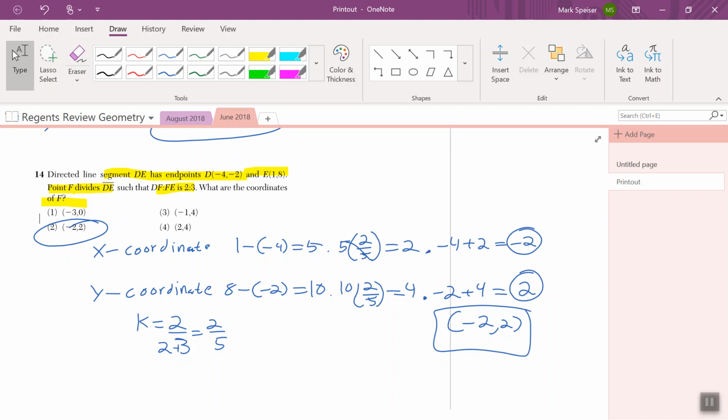And then you multiply by the ratio, which is 2 over the sum of the values, 2 over 2 plus 3, which is 2 fifths. 5 times 2 fifths is 2. Then you start from the beginning point, which is -4, add 2, and you get -2. Do the same thing for the y coordinate. 8 minus -2 is 10. 10 times the ratio of 2 fifths is 4. And then add that to the beginning value of -2, plus 4 equals 2. So the answer is choice 2.